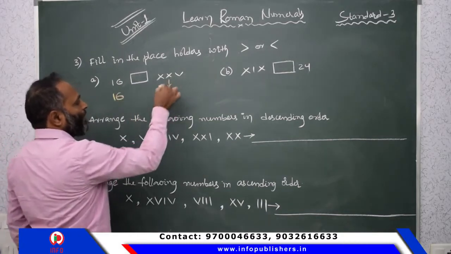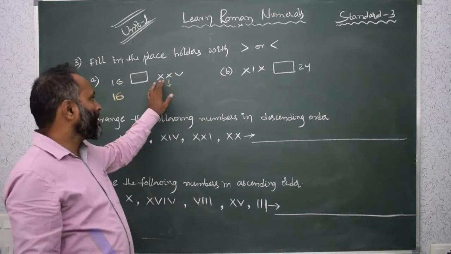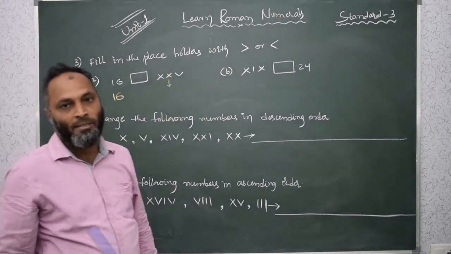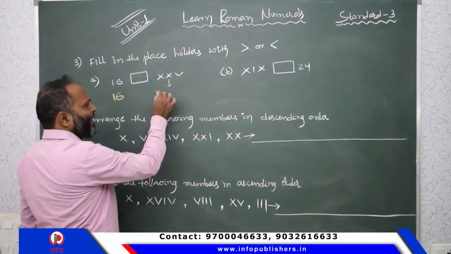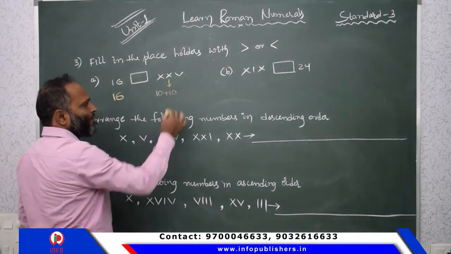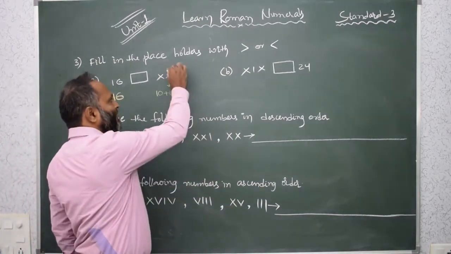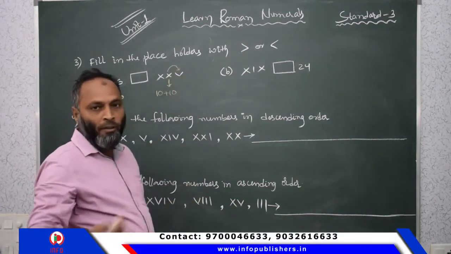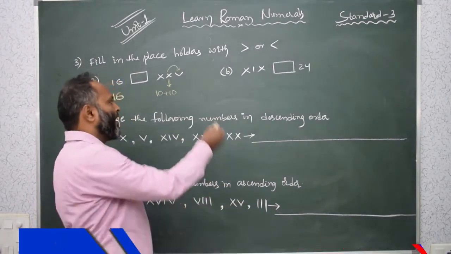In this, we have to find the value of XV. Here X repeats twice, and when it repeats twice, we have to add. X means 10, so 10 plus 10. Then after that V is there. V is on the right side of the bigger Roman numeral. Whenever a smaller Roman numeral is on the right side, we have to add.